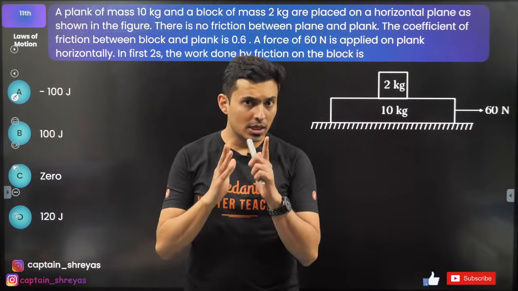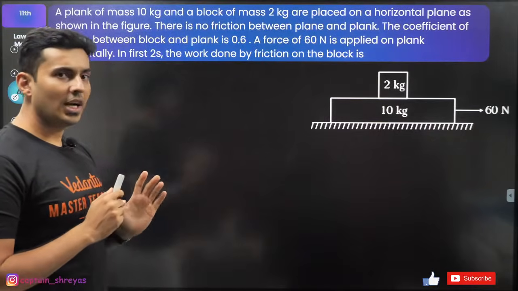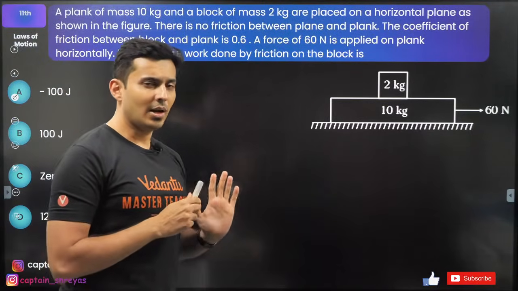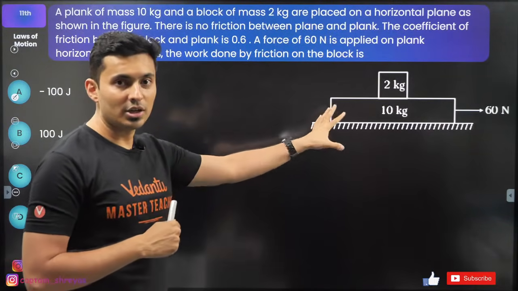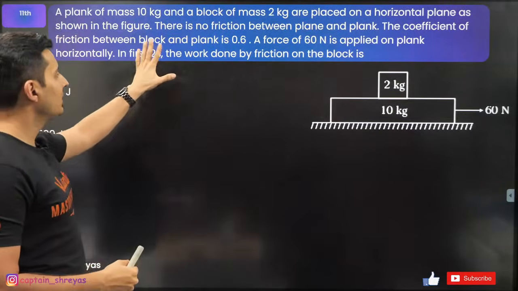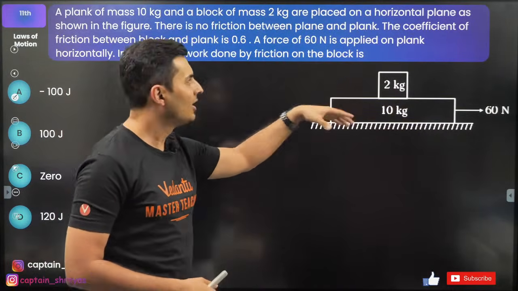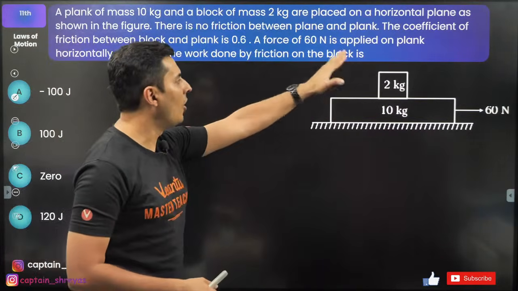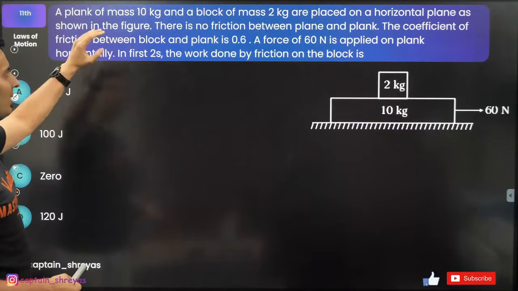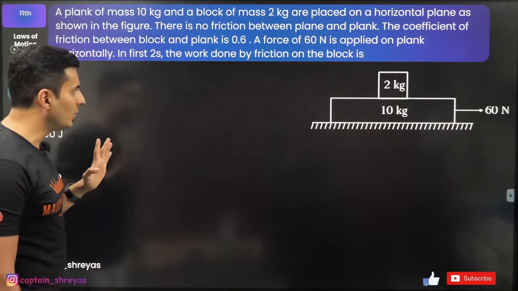Okay, now here is the next question. Beautiful question again on friction. I want you to see this. It's a combination of Newton's laws and work, energy, power. Question is, in the first 2 seconds, if both the blocks are moving or the below block is being pulled, what is the work done by friction on the block? Coefficient is given, mass is given, everything is given. Okay, here is what I think we can do.